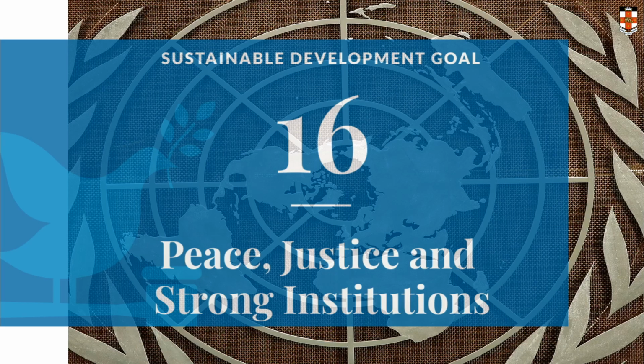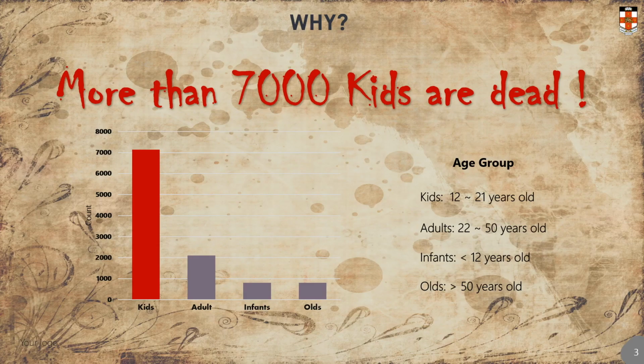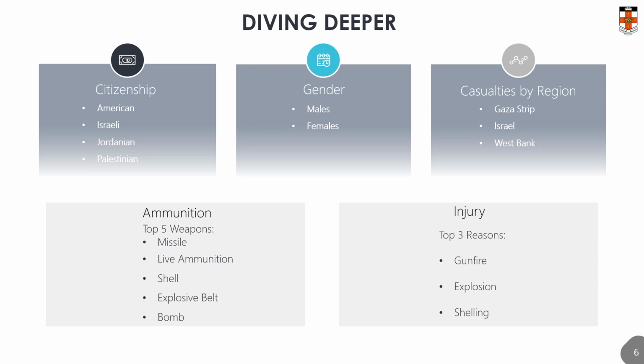Why is the Israel-Hamas war a topic of concern? Because more than 7,000 kids are dead. While analyzing a data set of more than 25,000 people, the age group of 12 to 21-year-olds faces the most casualties, even more than newborn babies or someone who's retired and above 50 years of age. Numbers are in front of you. Now, correlation doesn't imply causation.